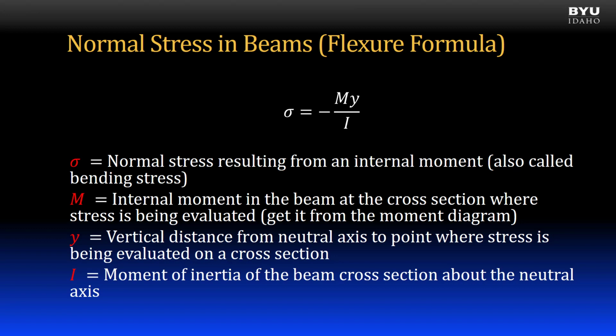Note that the variable M is the internal moment on a cross-section and is constant at all points on a cross-section. The moment is often found from a moment diagram and can be either positive or negative. The axis the moment is acting about is the neutral axis of the cross-section and passes through the centroid of the cross-section. The variable y, which can be positive or negative, is the perpendicular distance from the neutral axis to the point where stress is being evaluated. The variable I is the moment of inertia of the cross-section about the neutral axis. It is constant for any point on the cross-section.